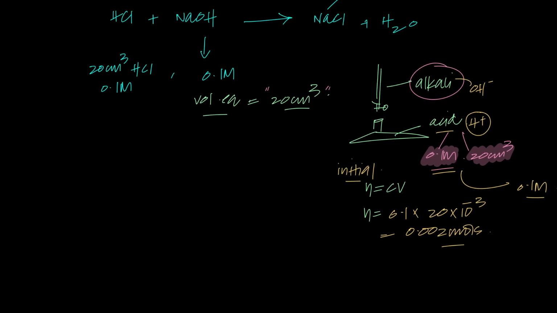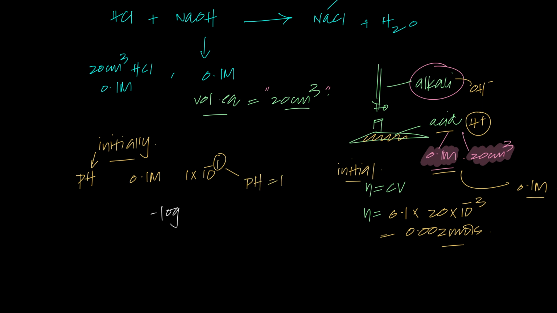Now, if I were to say, this is the conical flask right here, and it has the acid, what would be the pH initially of this solution present inside the conical flask? If you have 0.1 molar as the concentration, you can write this as 1 into 10 raised to the power minus 1. And so the initial pH of this solution is 1. Or you could have used the formula negative log of hydrogen ions, and hydrogen ions are 0.1 molar. So negative log of 0.1 gives a pH of 1, right?